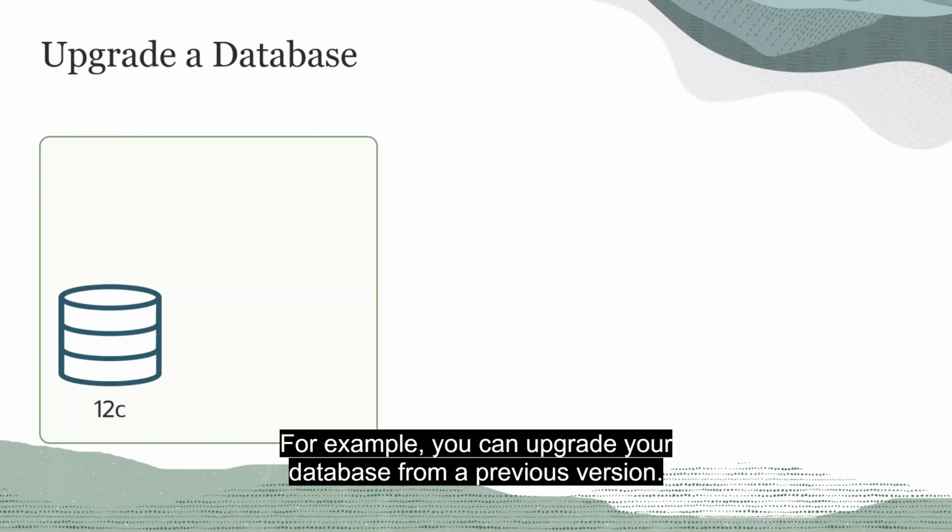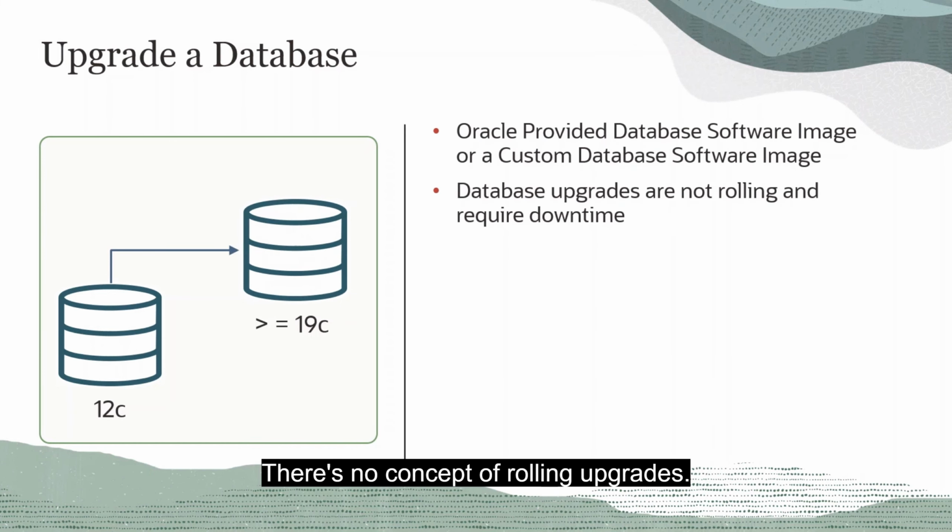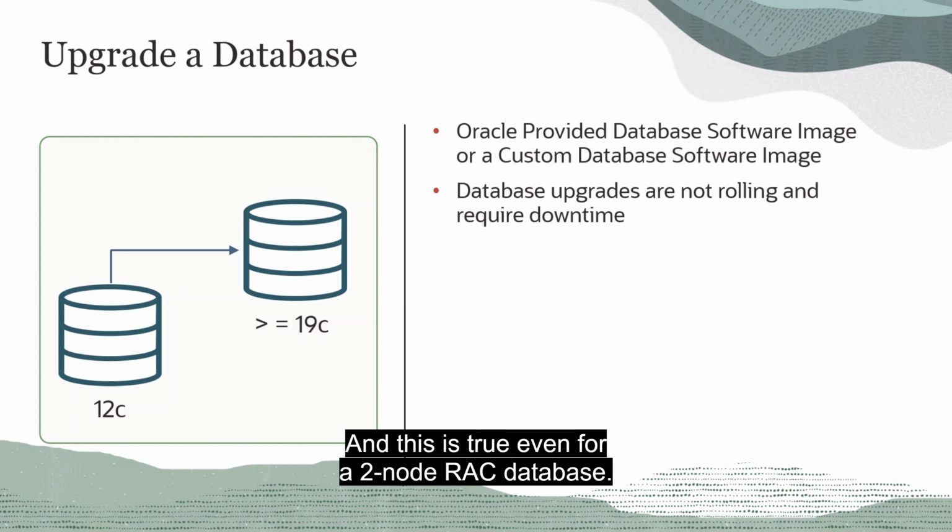You can upgrade your database. For example, you can upgrade your database from a previous version. Upgrading a database requires downtime. There's no concept of rolling upgrades. This is true even for a two-node RAC database. If you're upgrading the database to version 19c, make sure you're on Oracle Linux version 7.